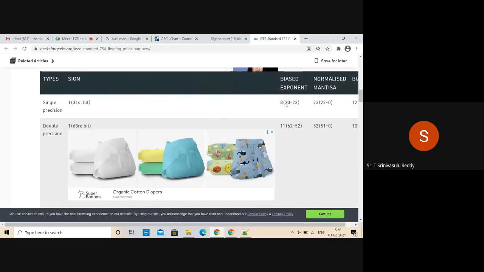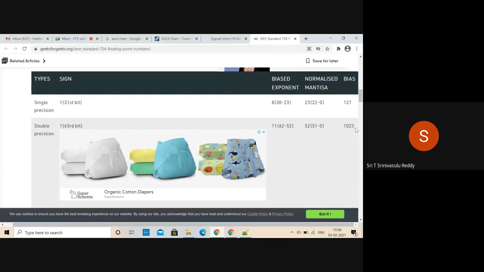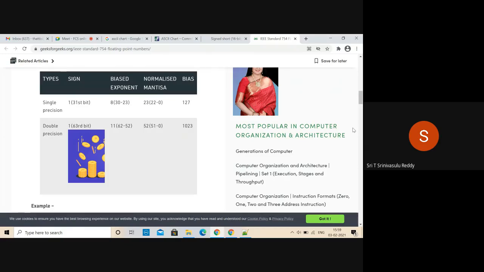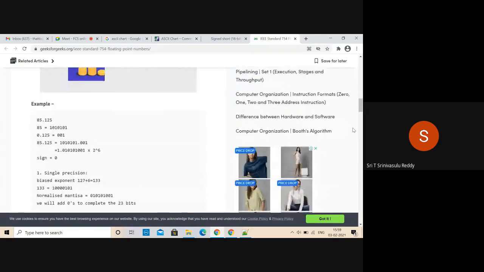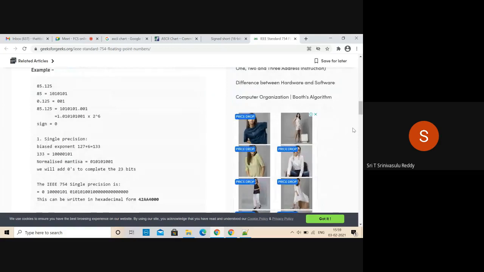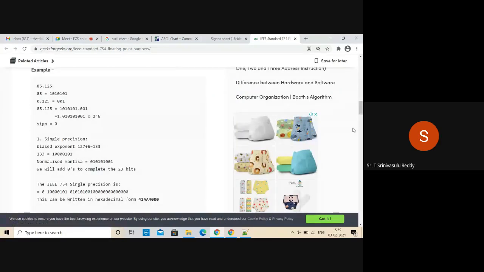So when you are using 8 bits for the bias representation, the bias value is going to be 2 power 7 minus 1, 127. When you use 11 bits for biased exponent, the bias is going to be 2 power 10 minus 1, which is nothing but 1023. In other words, if the exponent value is 1, it is represented as 1 plus 1023. Anyhow, you will get to know by going through the explanation that is given over here.